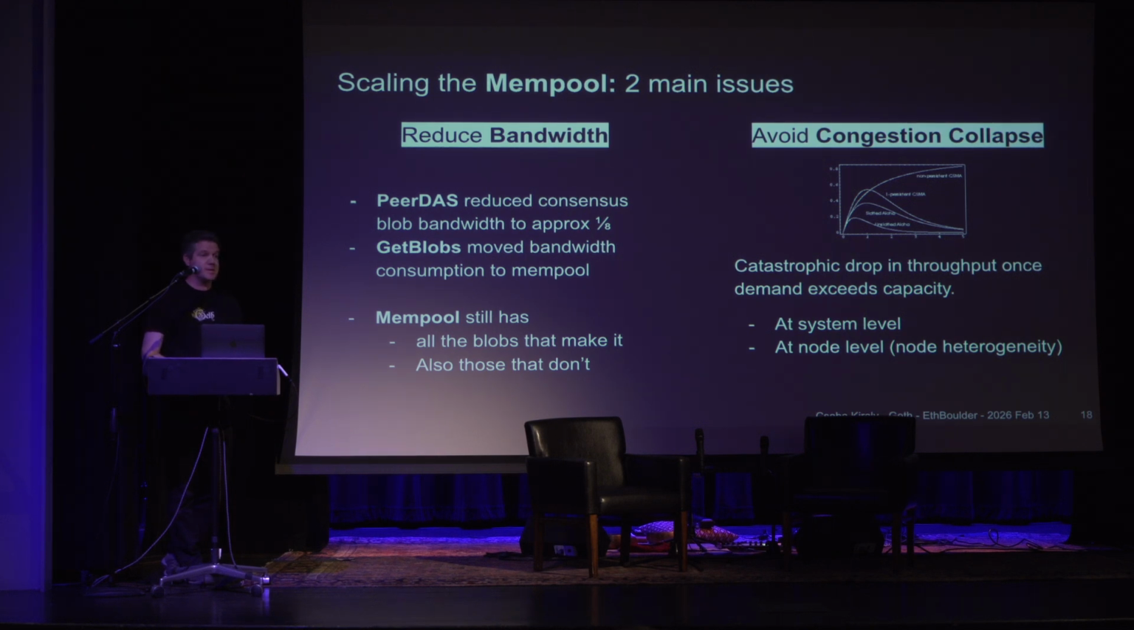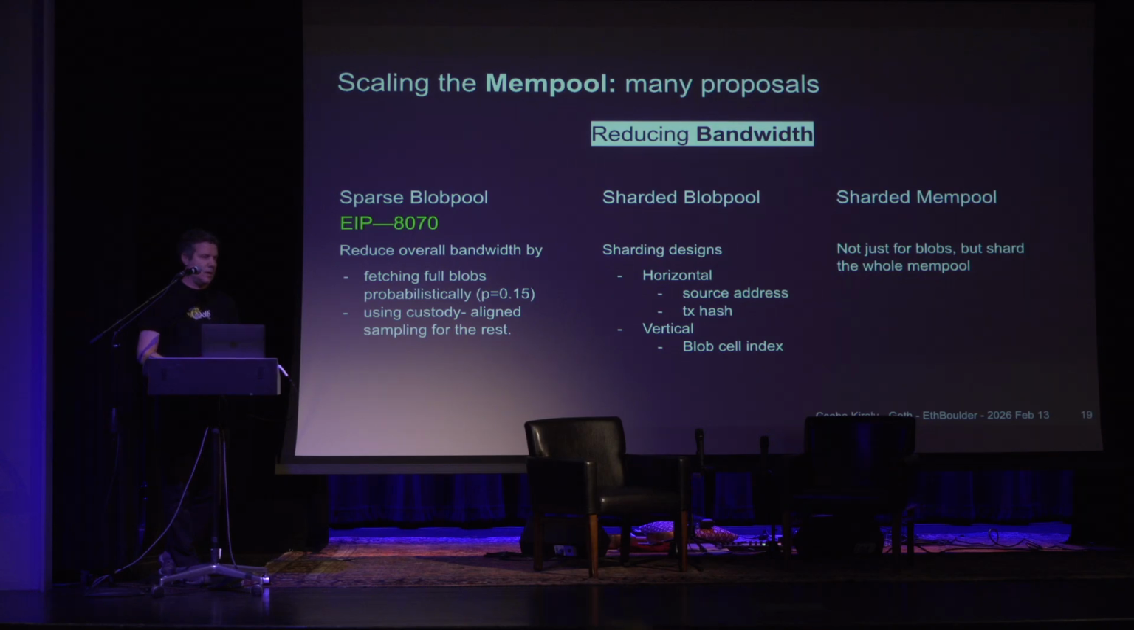You can have this at the system level. The system doesn't function anymore, but you can also have it at the node level. Your node cannot keep up. Maybe it's at the defined boundaries of hardware requirements, but maybe you are running something else on it, or maybe it's overheating a little bit, or whatever, and your node is getting this collapse behavior. So, well, we have proposals to solve both of these.